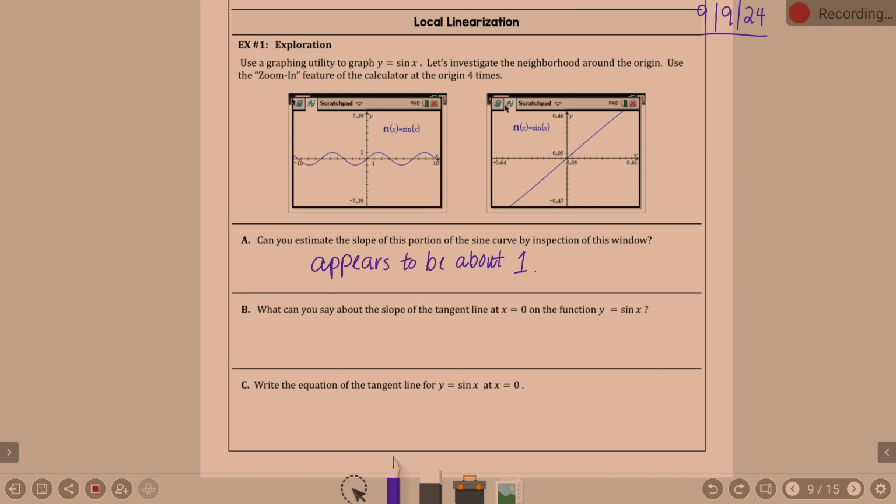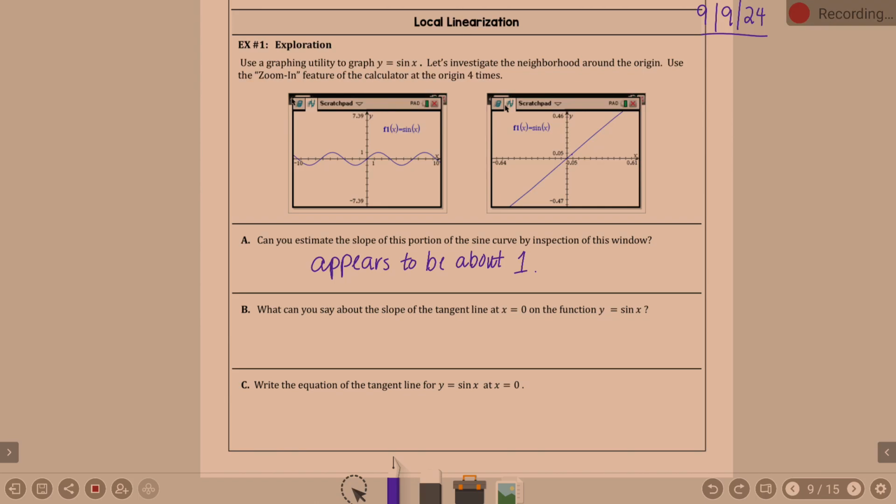Okay. With that in mind, what can you say about the slope of the tangent line at x equals 0 on the function y equals sine x? It would also be about 1. Okay, in other words, if the graph when zoomed in looks to be about 1, then a tangent line would go right through here.